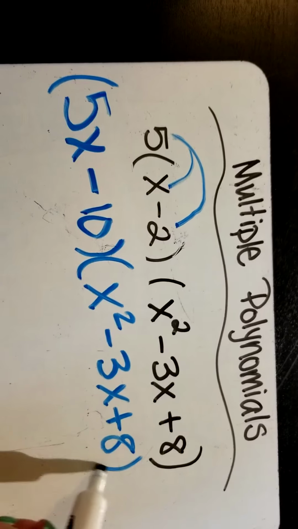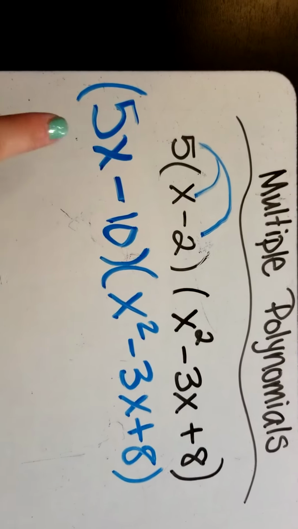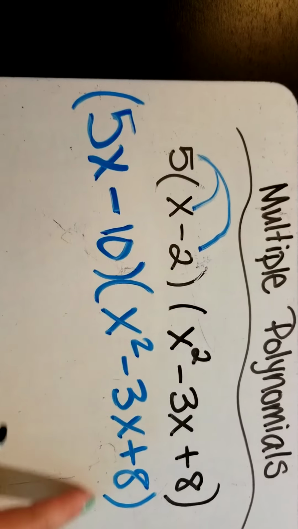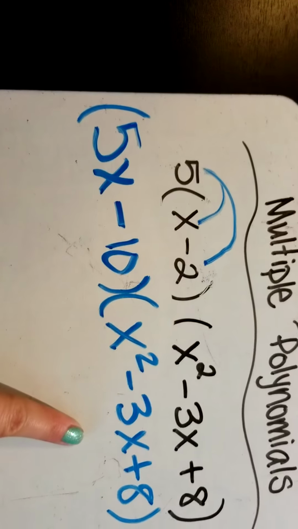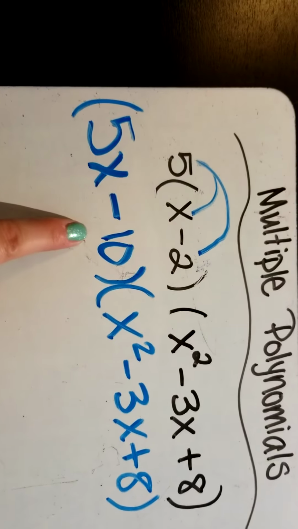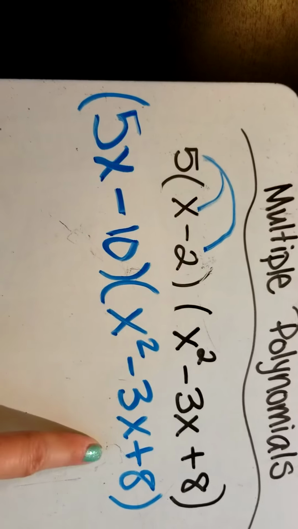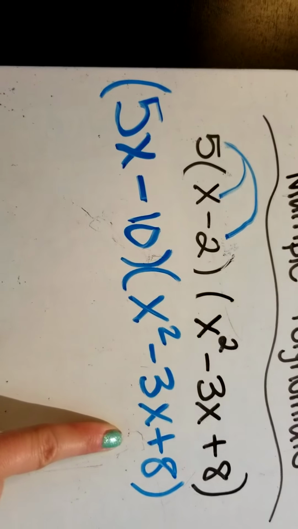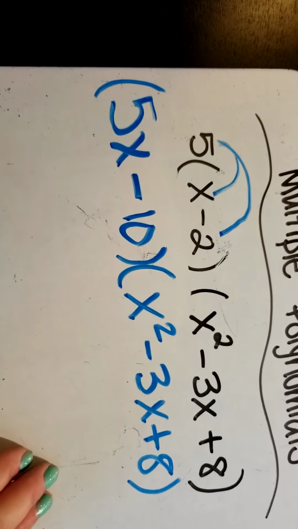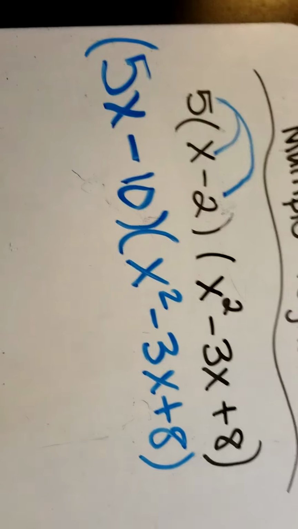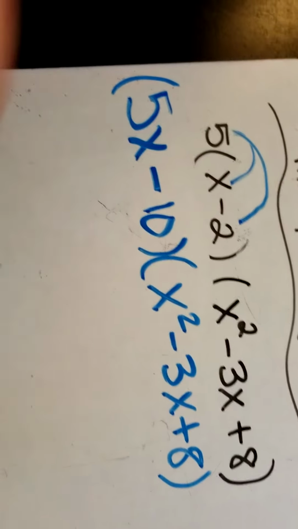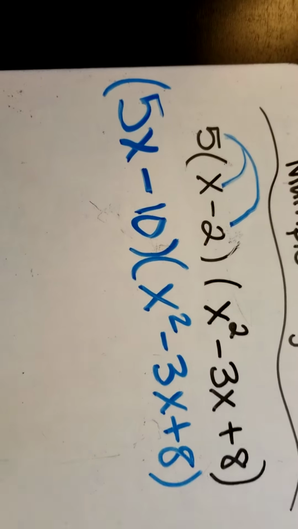And now it's very similar to FOIL. The difference is this has 3 pieces. And so we need to make sure this 5x is multiplied by all 3 of these pieces. And we need to make sure that the -10 is also multiplied by all these 3 pieces. So after we do that, we're going to end up with 6 terms down here. Okay, and I'm actually going to line them up so that you can see the like terms as well.